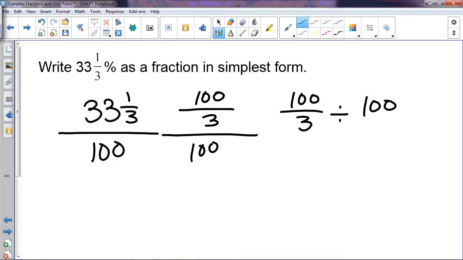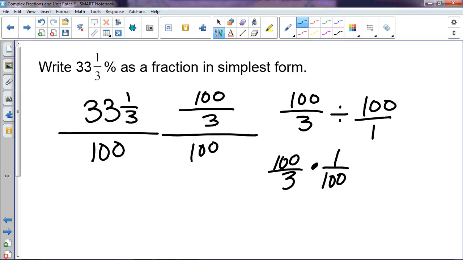How do we change a whole number to a fraction? That's right. Okay, so now that it's more familiar to us, let's just use our rules for dividing fractions. We're going to keep the first part the same. Change our division sign to a multiplication sign. And instead of 100 over 1, we're going to flip it, 1 over 100.